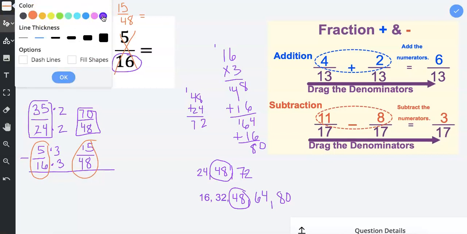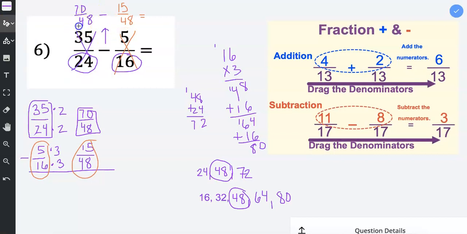And then I'm ready to record my answer. The denominator stays the same. We're talking about 48ths here. And then we focus on the numerator. We subtract 70 minus 15. Well, 70 minus 10 is 60. 60 minus another 5 gives me 55. So 70/48 minus 15/48 gives me 55/48.